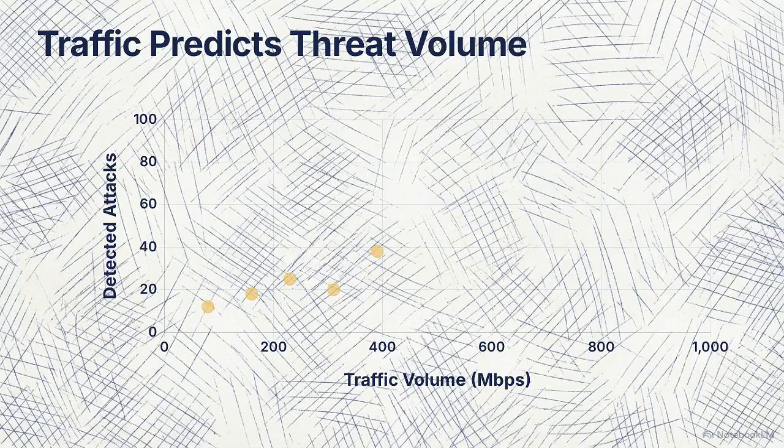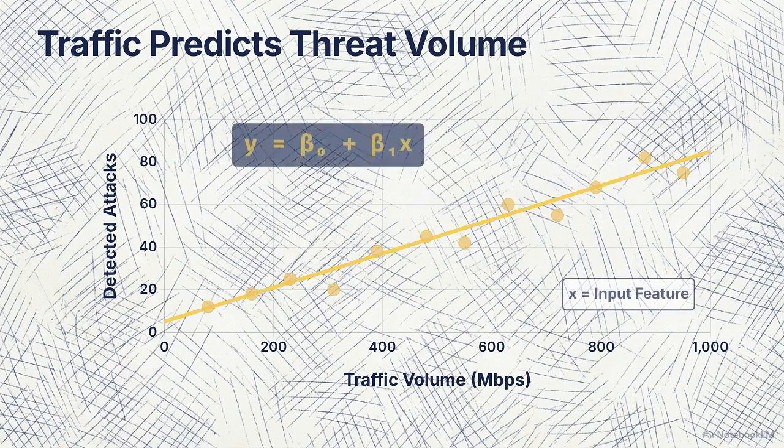Linear regression maps network telemetry, plotting traffic volume against detected attacks to fit a straight line, modeling their relationship. This line's equation uses x for the input feature and y for the predicted output. The slope dictates the input's impact, while the intercept establishes the baseline.